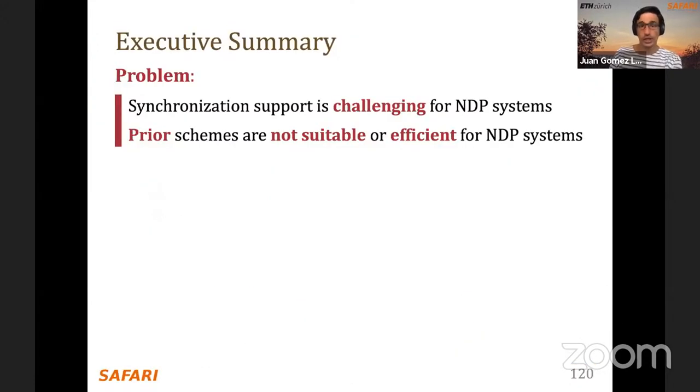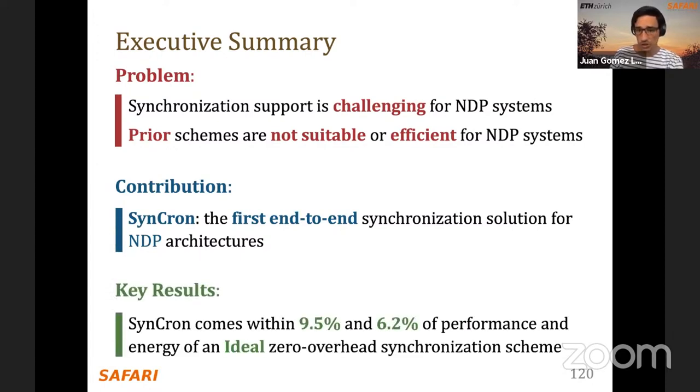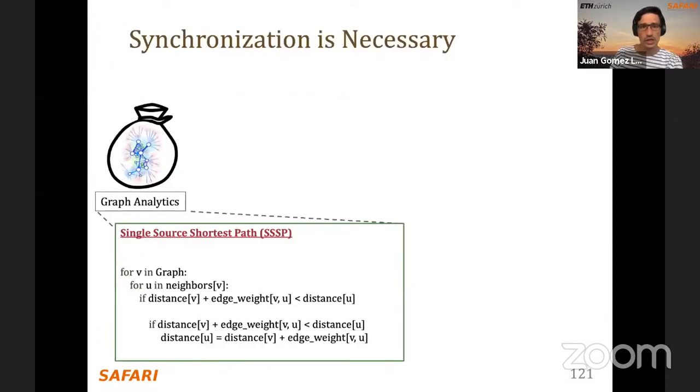The problem is that synchronization support is challenging for near data processing systems because prior schemes are not suitable or efficient for them. And we propose SynCron, which is the first end-to-end synchronization solution for NDP architectures. Here you can see some results, like 9.5 and 6.2% far from the ideal processing in memory with zero overhead synchronization, right? So very close to the ideal in this case.